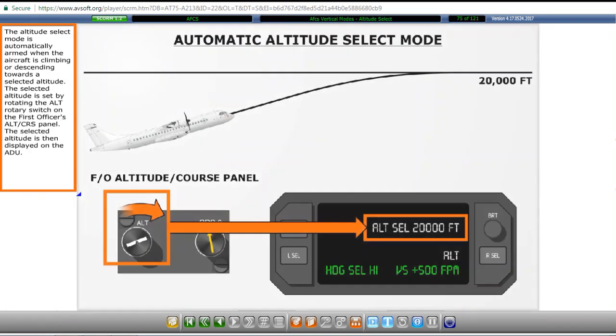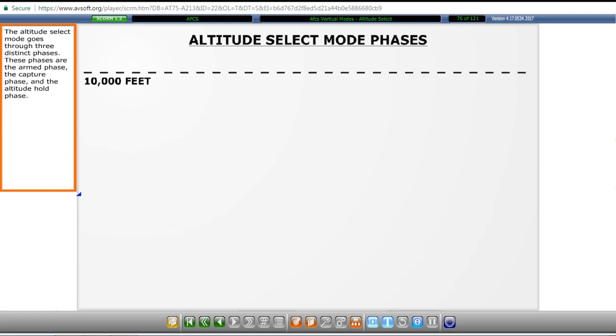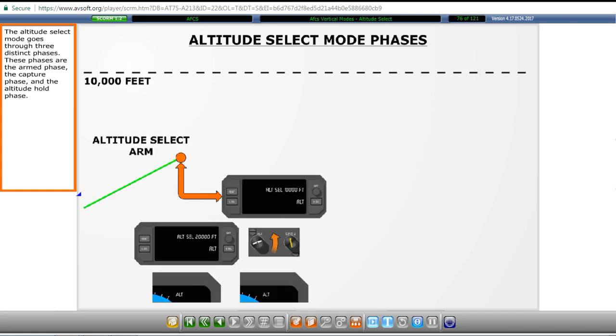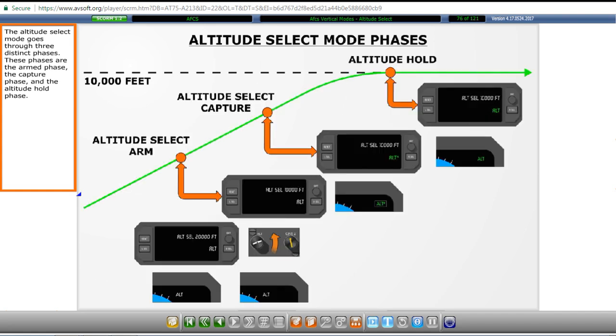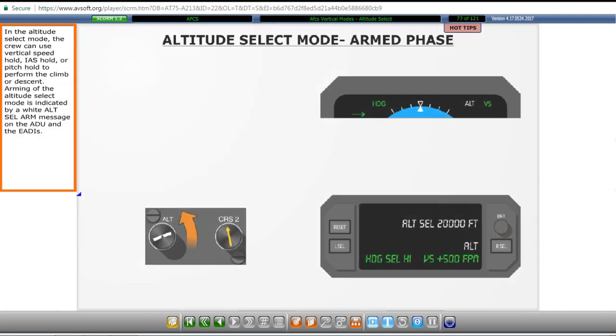The altitude select mode is automatically armed when the aircraft is climbing or descending towards a selected altitude. The selected altitude is set by rotating the altitude rotary switch on the first officer's altitude course panel. The selected altitude is then displayed on the advisory display unit. The altitude select mode goes through 3 distinct phases. These phases are the armed phase, the capture phase, and the altitude hold phase.